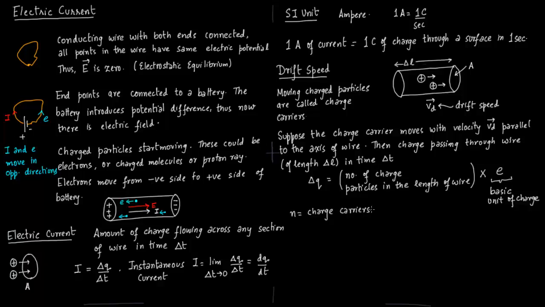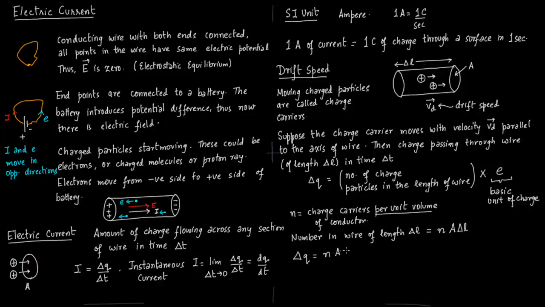So say N is the number of charge carriers per unit volume. So the number of charge carriers in this given wire of length delta L is equal to N times the volume. The volume of the wire is A times delta L, and you multiply it by N, you get the total number of charged particles. So delta Q becomes N A delta L times e.